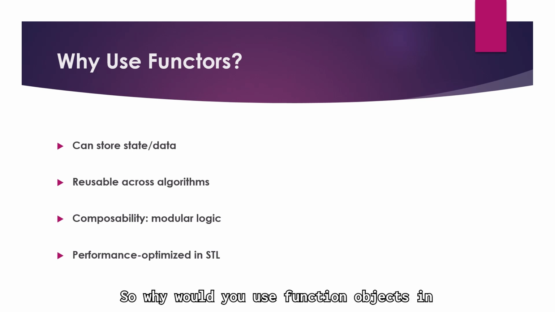So why would you use function objects in your C++ code? The primary reasons are flexibility, reusability, and performance. Functors can store state. This means they can keep track of data across multiple calls, unlike regular functions. For example, you can create a functor that counts how many elements satisfy a certain condition.